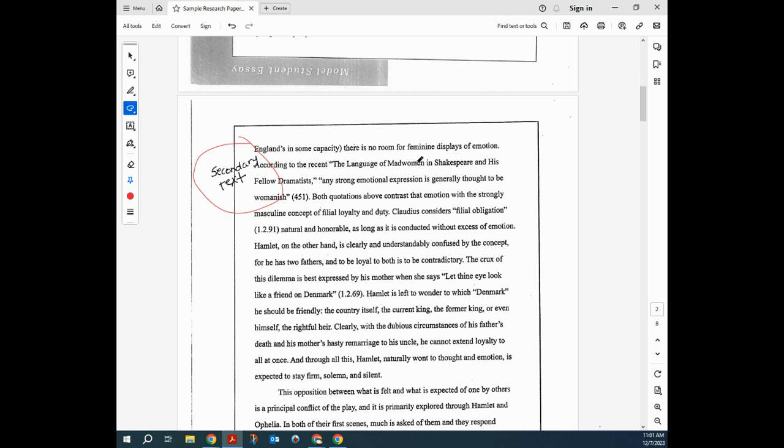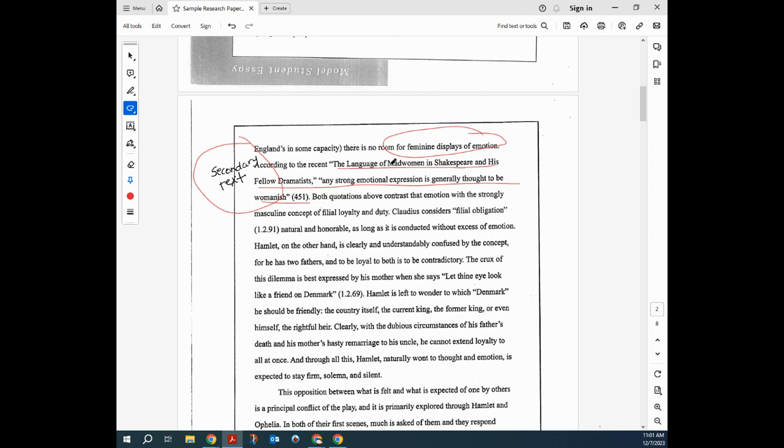So this one says, in the language of mad women in Shakespeare and his fellow dramatists, any strong emotional expression is generally thought to be womanish, right? You see how this particular information from the secondary text supports this idea that he just made here about the primary text. Okay. That is the use of your secondary sources. You are to find articles that support the ideas that you're going to make about the first text. Okay. And so the structure of your body paragraph should be like that.